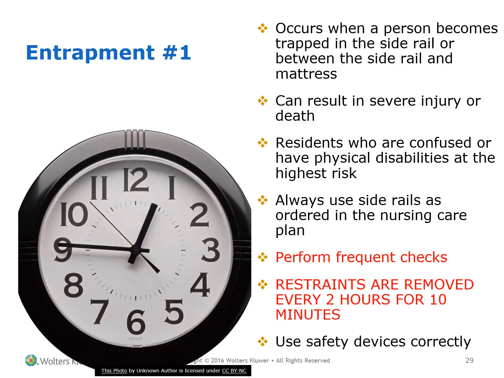Entrapment occurs when a person becomes trapped in the side rail or between the side rail and the mattress. This can result in a severe injury or death. Residents who are confused or have physical disabilities are at the highest risk. Always use side rails as ordered in the nursing care plan. Perform frequent checks on your residents.